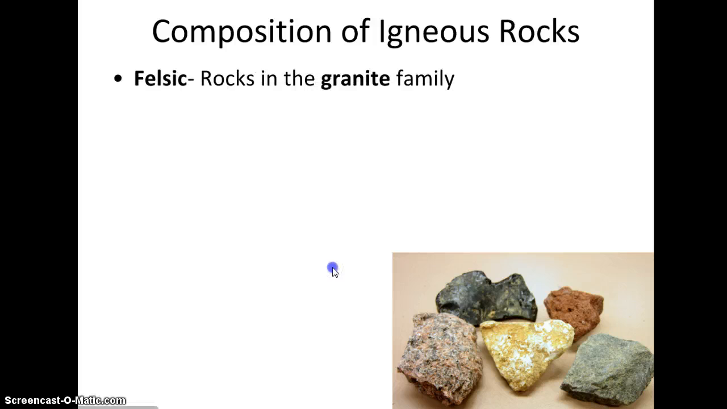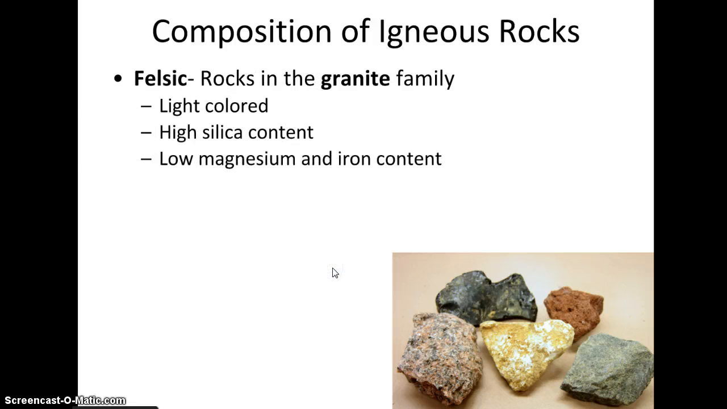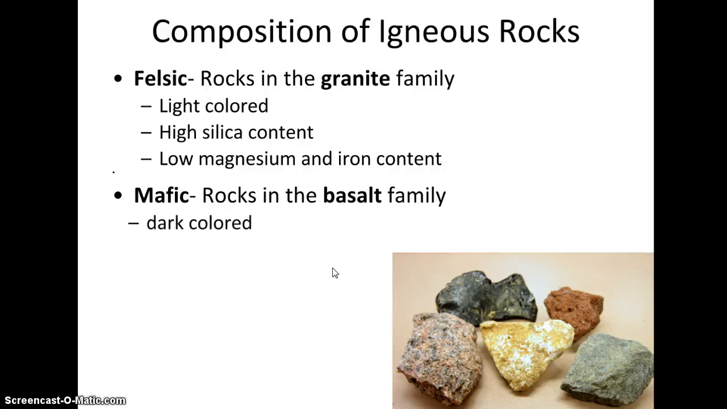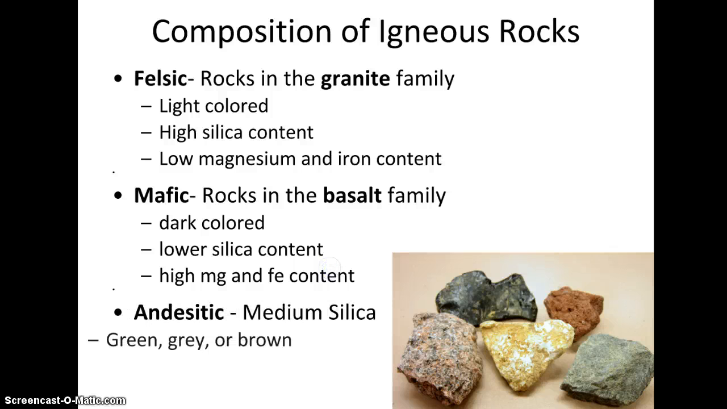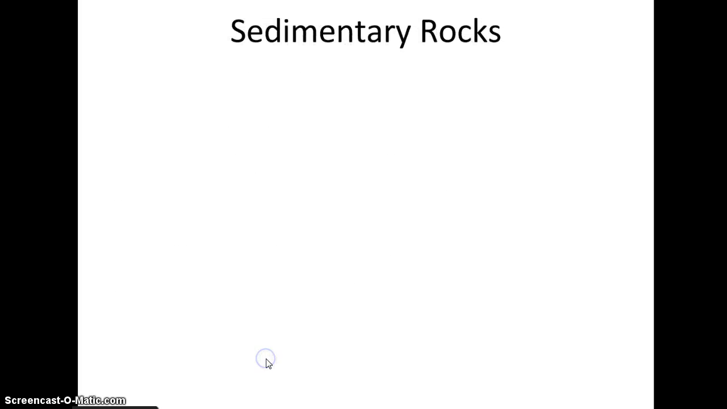Igneous rocks are either felsic, which means they're light-colored and have high silica content and low magnesium, or they're mafic, and they're dark-colored, low silica content, and they're high in magnesium and iron. Sometimes they're andesitic, which are medium silica, so they're like greenish, grayish brown.